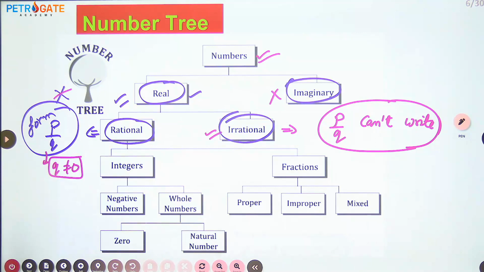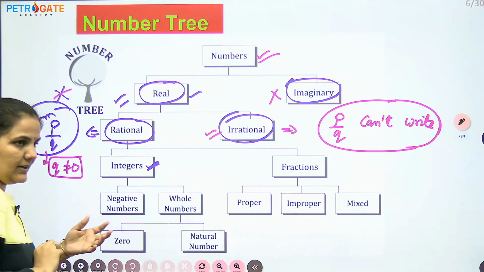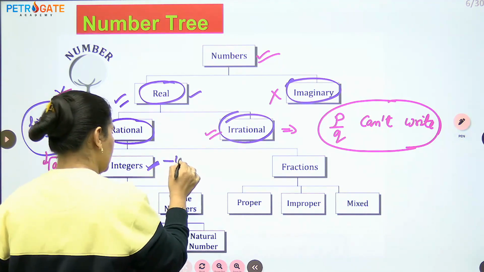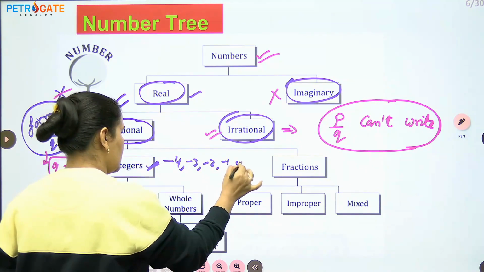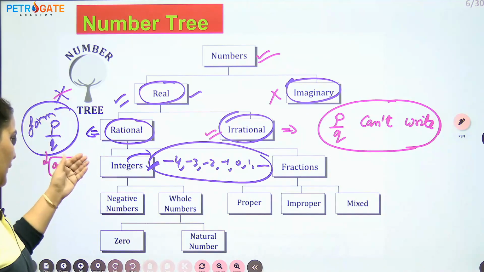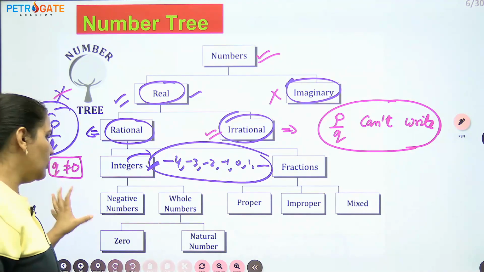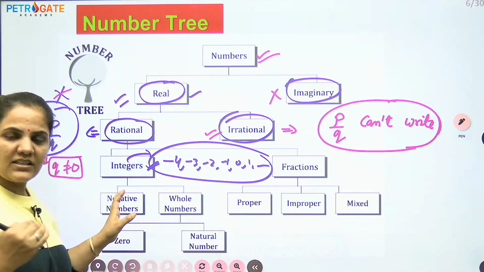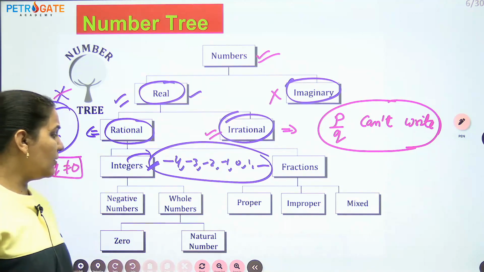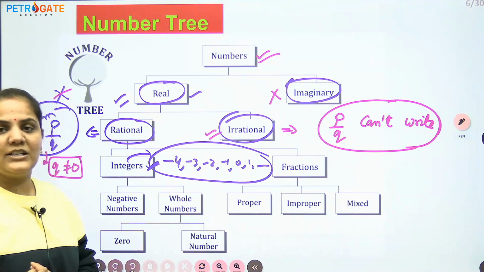When we talk about the integers that we know very well, integers are those numbers which we can plot on the real axis, which do not contain any fraction. It means -4, -3, -2, -1, 0, 1, 2 and so on. These numbers are integers only. Clear? Integers have two parts, negative numbers and whole numbers. Negative numbers means only and only negative numbers: -1, -3, -4, -5, -10, -15, -1000, whatever. When we talk about the whole numbers, it contains negative numbers, it contains 0, it contains positive numbers.